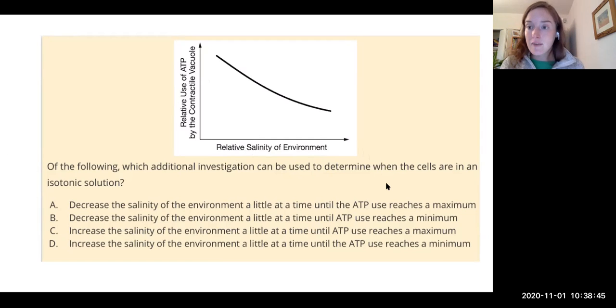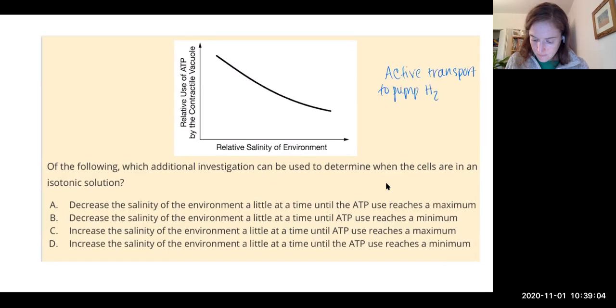And so before we look at the question or the answer choices, let's just take a look at the graph and see what we think is happening. So we know that it's active transport to pump the water back out. And that's what the contractile vacuole is doing.